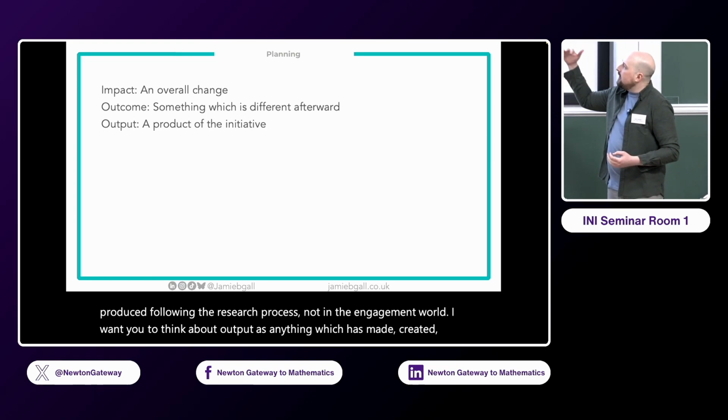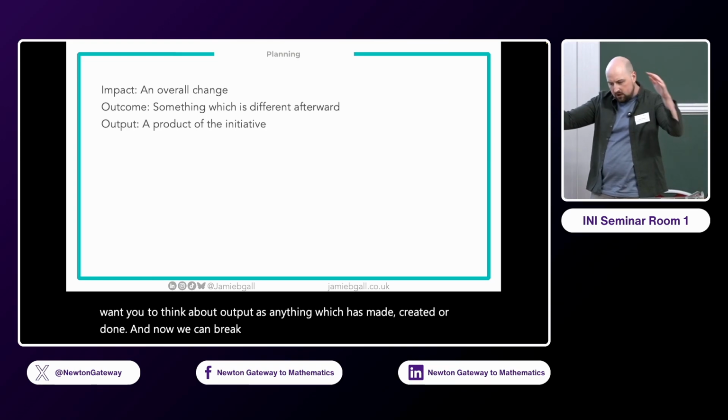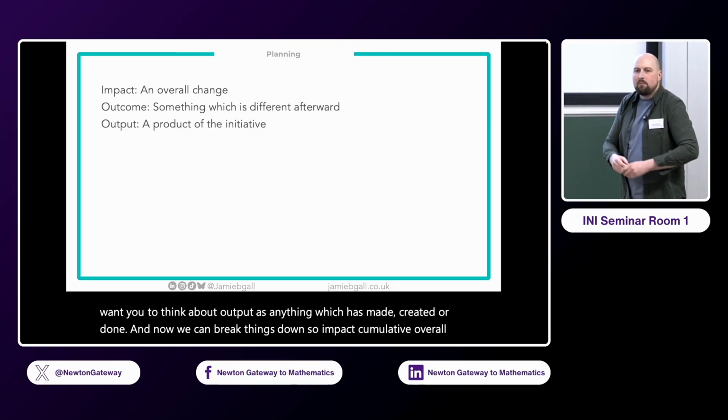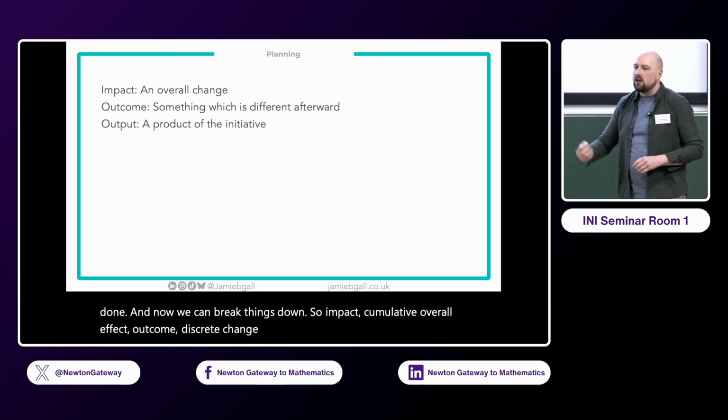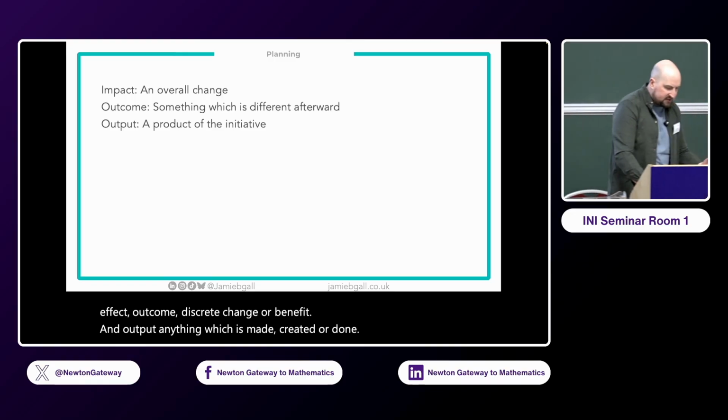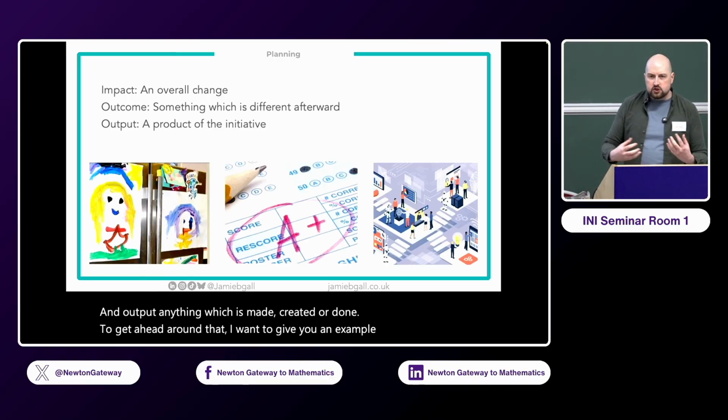And now we can break things down. So impact, cumulative overall effect; outcome, discrete change or benefit; and output, anything which is made, created, or done. To get our head around that, I want to give you an example. The example I want to think about is school.